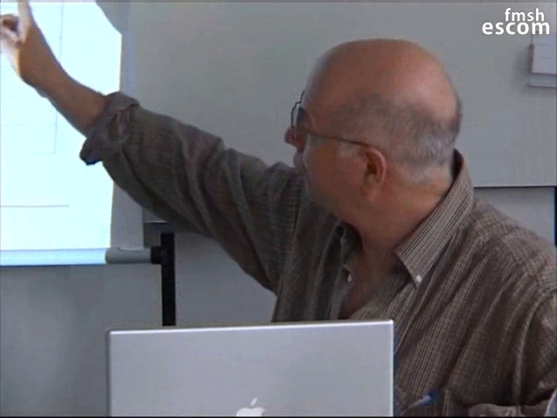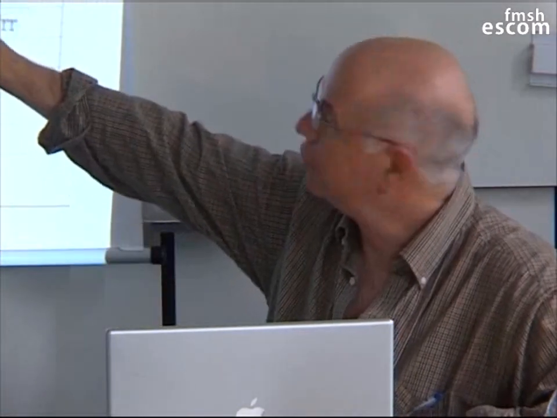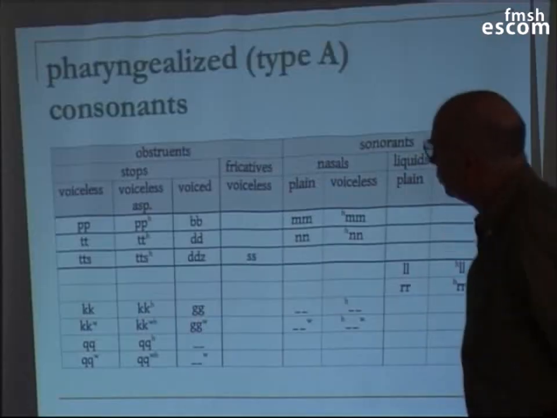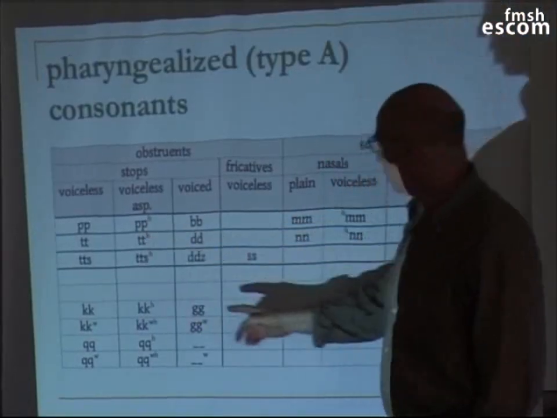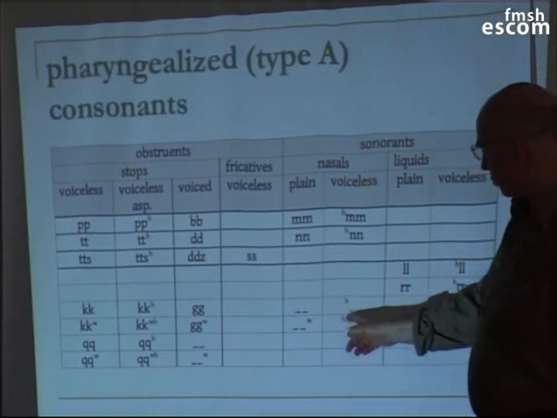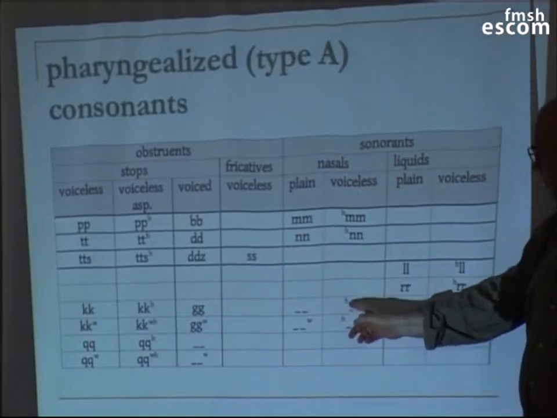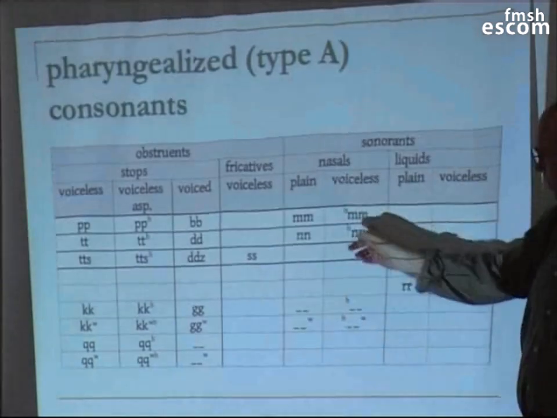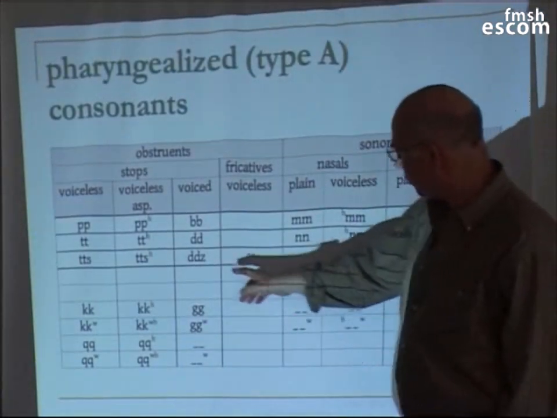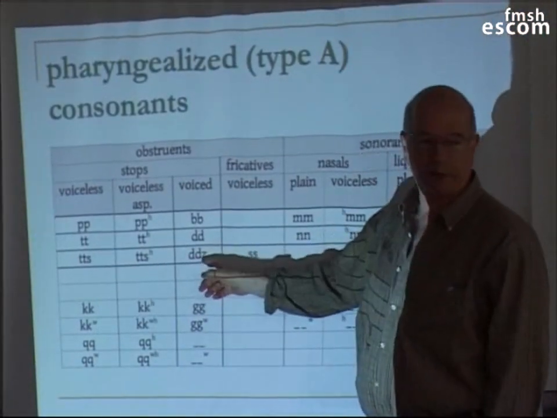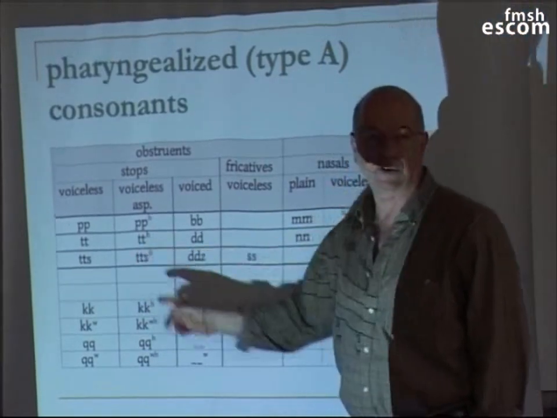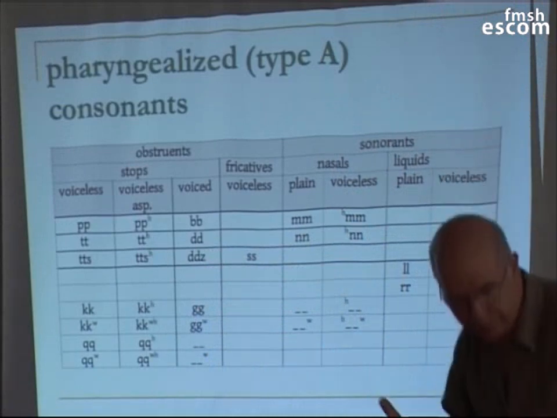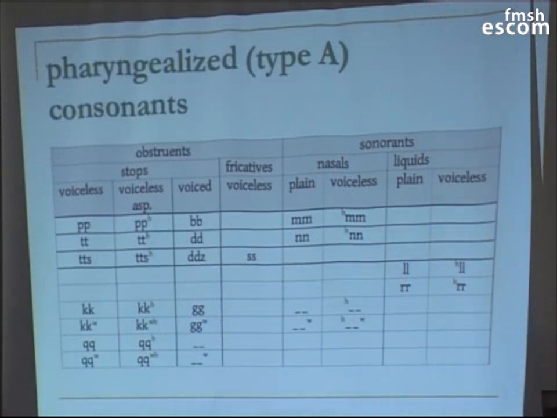Okay, so 34 consonants here, all doubled. You see we do not reduplicate an H, indicating aspiration, and we do not reduplicate an H, indicating a voiceless nasal. And in the case of affricates, we just reduplicate the first of the two. That's just orthography.